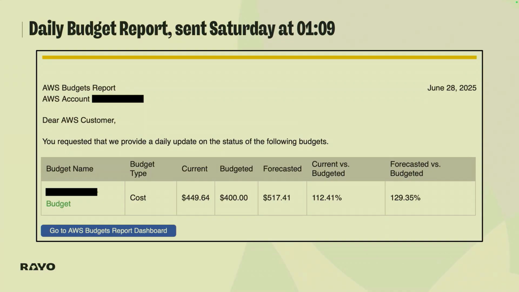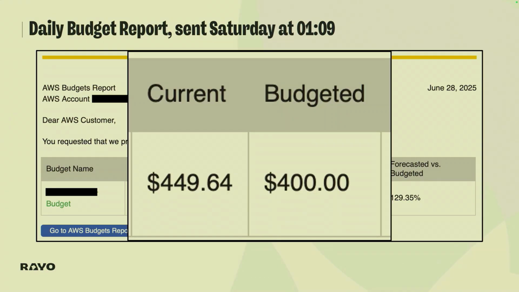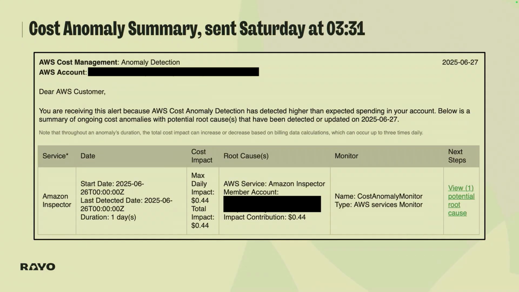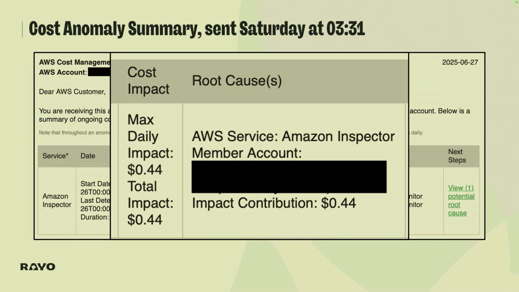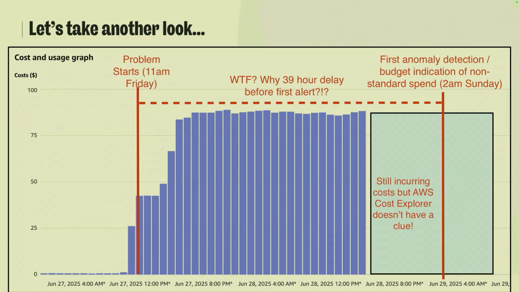So I checked back to see if I'd missed anything the day before. This is the budget report from yesterday. Yep, it was fine. Slightly over budget, but that was expected. We were over budget anyway. Cost anomaly. Yep, absolutely fine. The only thing that it flagged was Inspector, because somebody had started an EC2 instance. Not a problem. So what's going on?